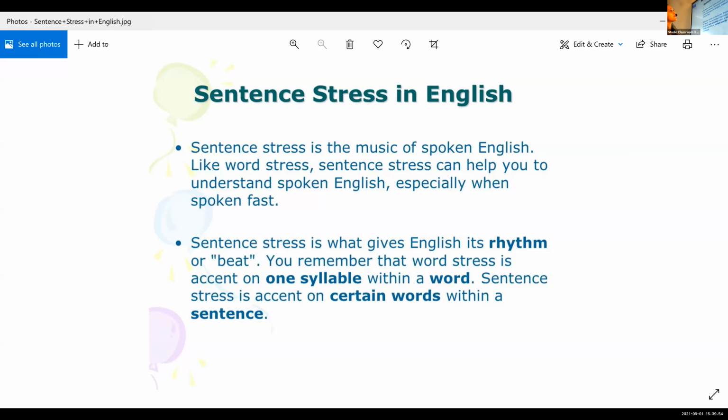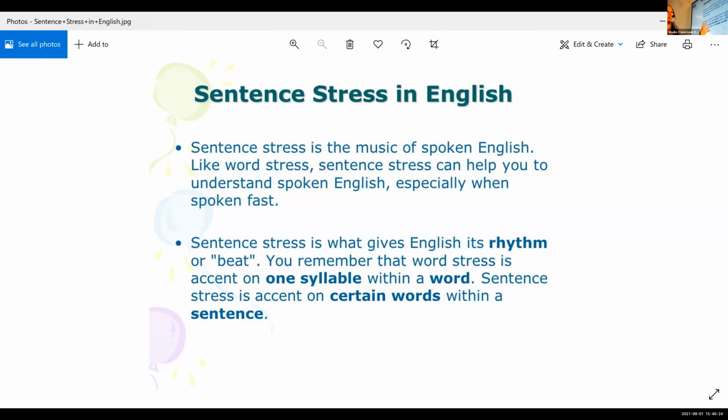So here again. Now, sentence stress is the music of spoken English. If you look at that example that I gave you, 1 and 2 and 3 and 4, you have a musical tone to it, right? Because you give stress to words at a particular interval, you create a kind of rhythm, a very musical tone to what you speak. So it sounds very musical to those who are hearing you.